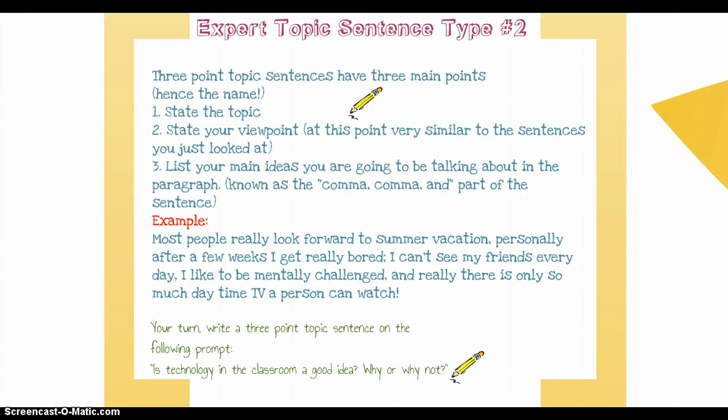All right, sentence type number 2 is what we call a 3-point topic sentence, and it has 3 main points, hence the name. So first of all, you're going to state your topic. Then you're going to state your viewpoint. At this point, this is very similar to the sentences you just looked at. What you're going to do next, however, which makes this the 3-point topic sentence, is list the main ideas that you're going to talk about in the paragraph. This usually is referred to as the comma, comma, and part of the sentence. Because you're going to list things, use a comma, list, comma, and then list your final and third thought.